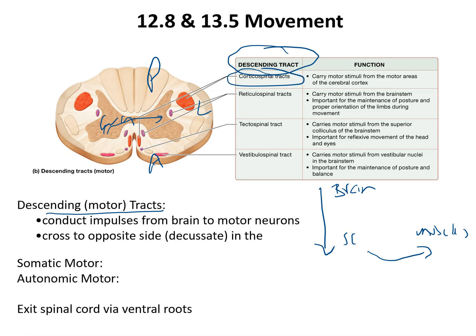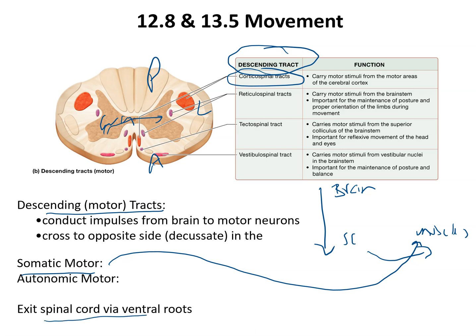Now, there are somatic motor tracts as well as autonomic motor tracts. Again, we're focusing on the somatic tract because we're looking at the tract that goes out to skeletal muscles. Autonomic motor is going to go out to your cardiac muscle or smooth muscle. So we will focus on the skeletal.